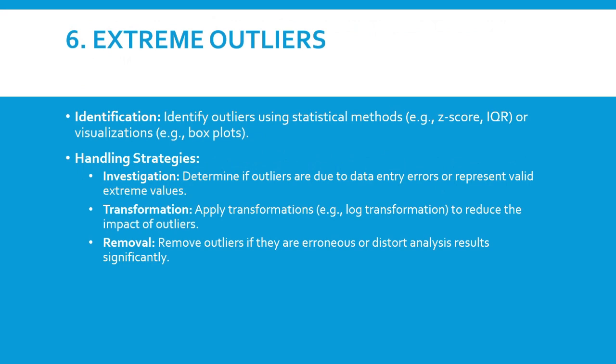And the sixth messiness is extreme outliers. Identifying outliers we already discussed. We can use statistical methods like z score, IQR, interquartile range, or a visualization method called box plot. How to handle these extreme outliers? Investigation. Determine if the outliers are because of data entry errors or repeated valid extreme values, and apply some transformation like log transformation, which could reduce the impact of the outliers.